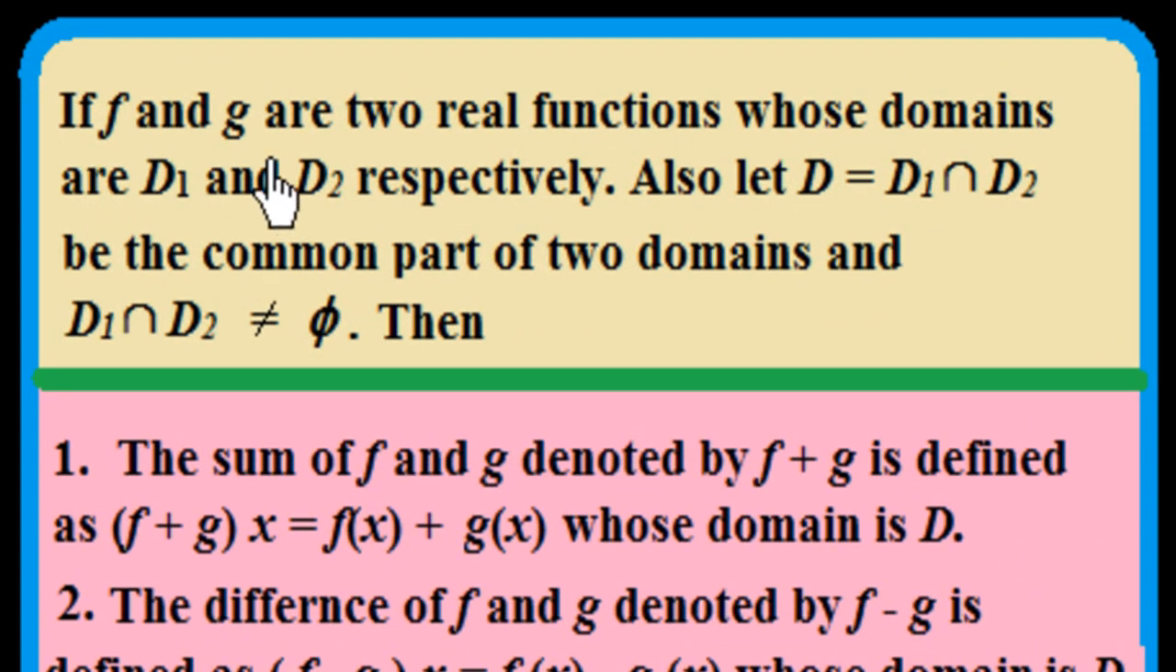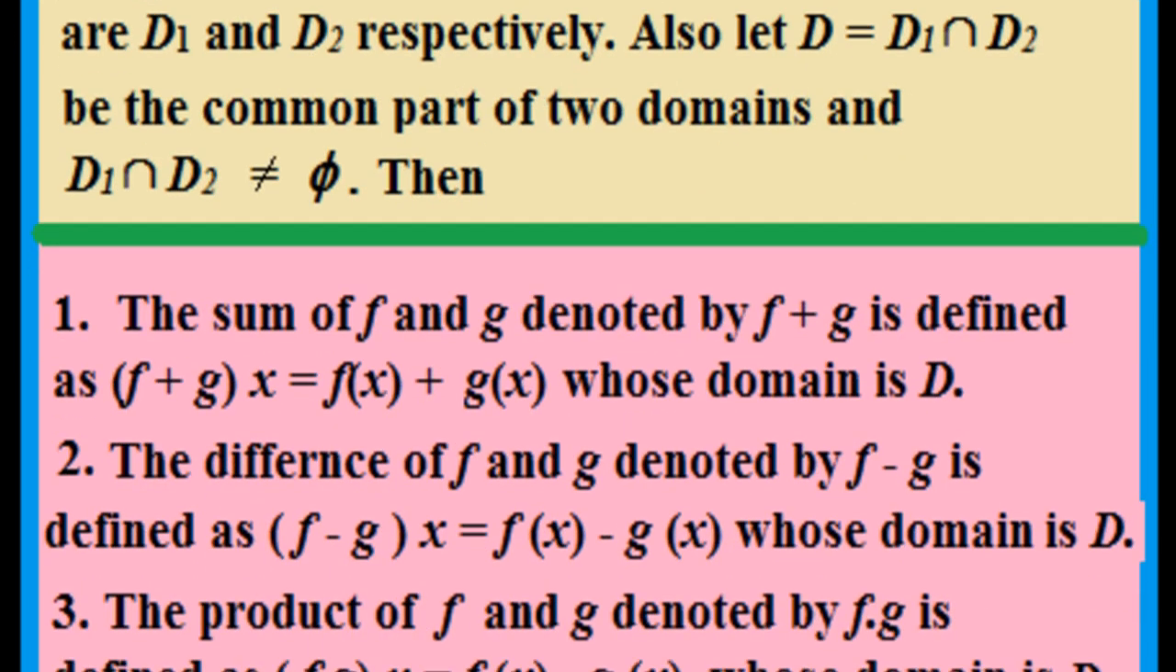So if f and g are two real functions whose domains are d1 and d2 respectively, also let d equal d1 intersection d2 be the common part of the two domains, and d1 intersection d2 should not equal phi. Here I would like to explain addition, subtraction, multiplication and division.